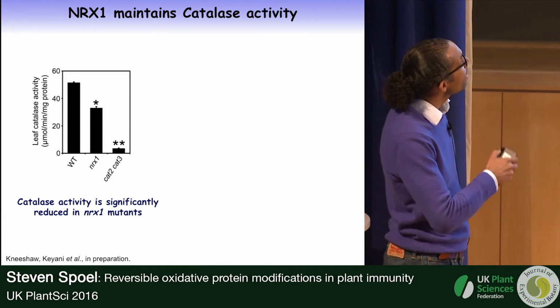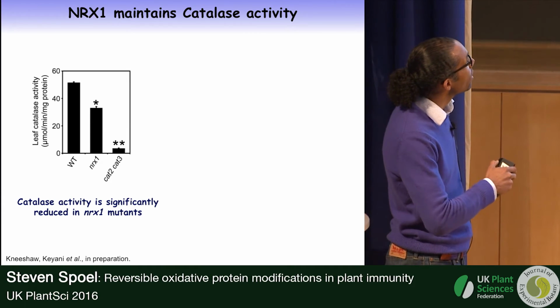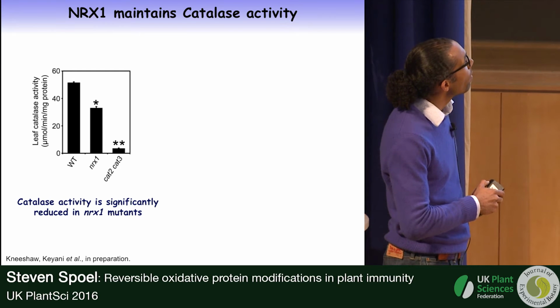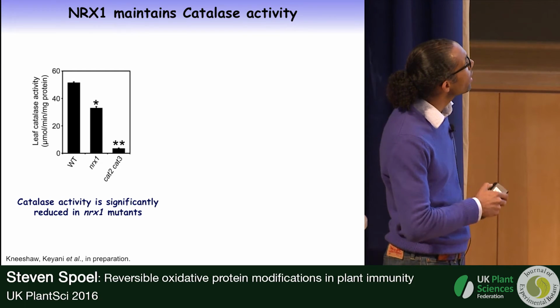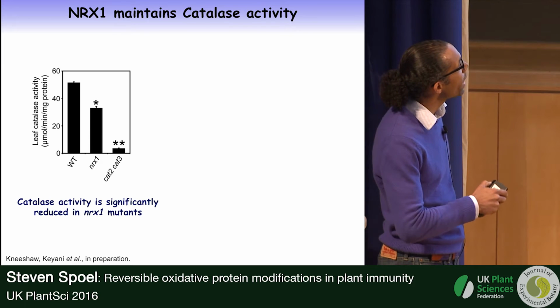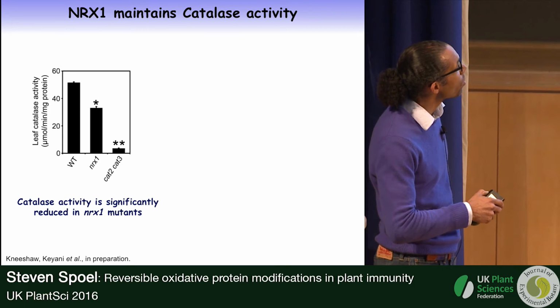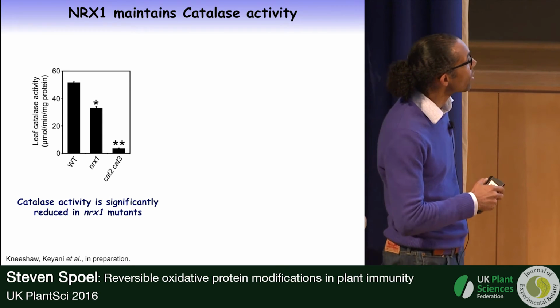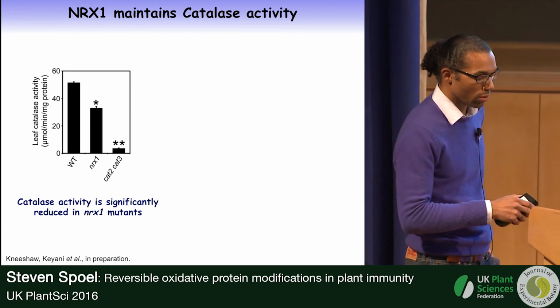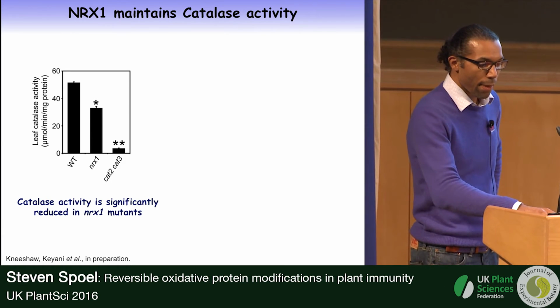So we looked at leaf catalase activity in our different mutants. And compared to wild-type plants, indeed, nucleoredoxin mutants, where we have more oxidized catalase, have much lower catalase activity. And here's just a control of CAT2-3 mutants, where catalase activity is almost completely knocked out.